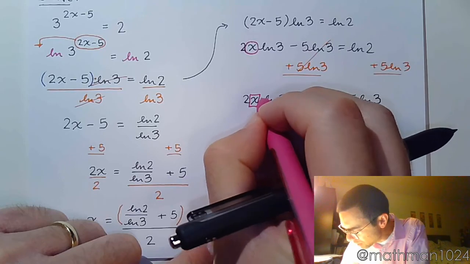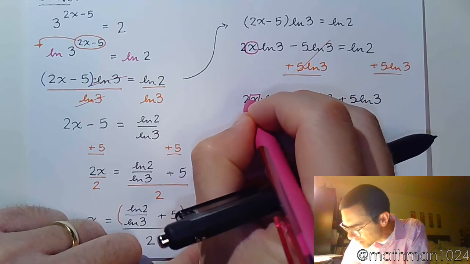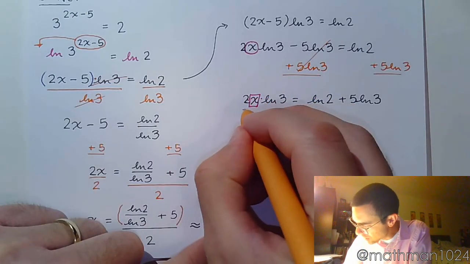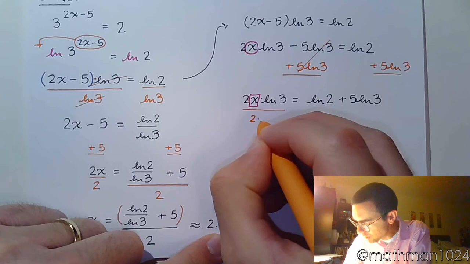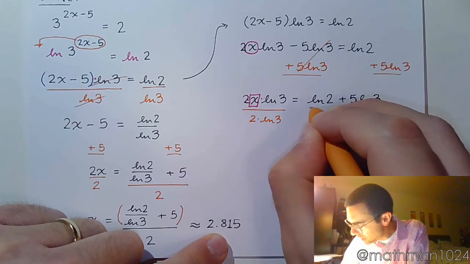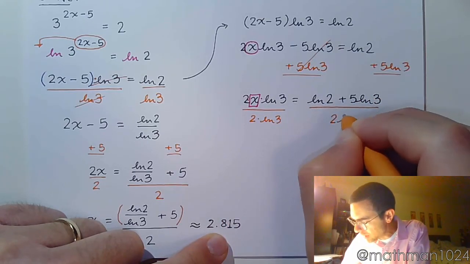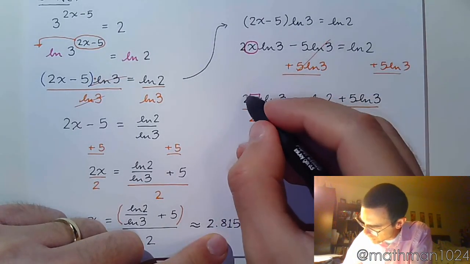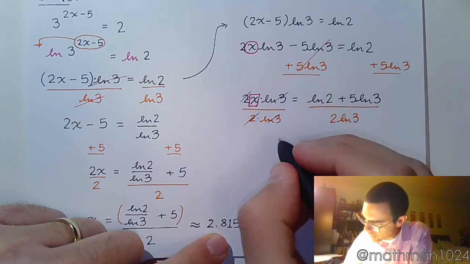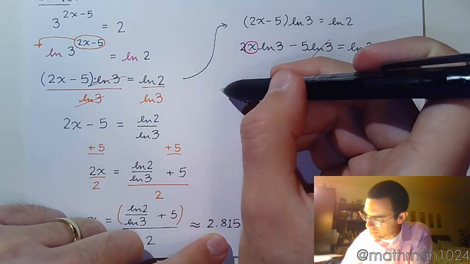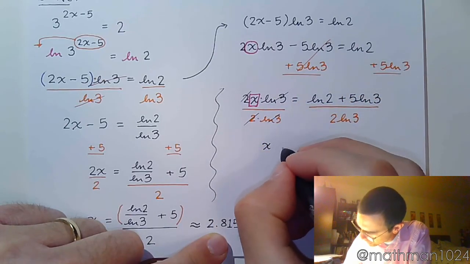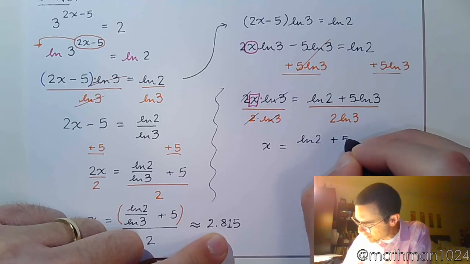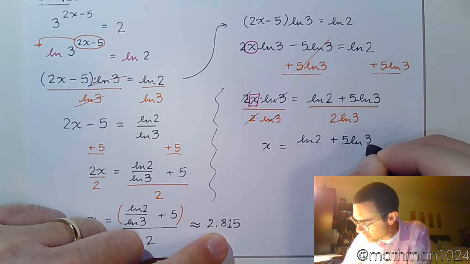This x is connected to both the natural log of 3 and it's also connected to that factor of 2. So we're going to divide by those factors. So we're going to divide by both 2 and the natural log of 3. So divided by 2 natural log of 3 over here. So the 2's reduce, the natural logs reduce, leaving you with just x. And x is equal to this big fraction here on the right.